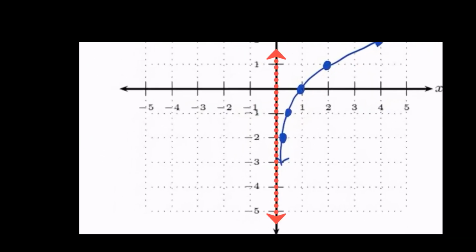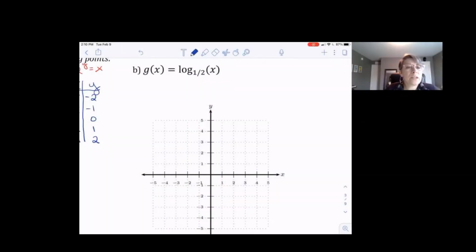So our graph is not crossing that y-axis. Now let's look at the function g of x equals log base 1/2 of x. If we rewrite that, log base 1/2 of x equals y. And again, think of it in terms of our swirly-do definition. That would give us 1/2 to the power of y equals x.